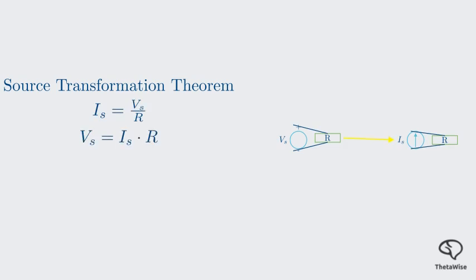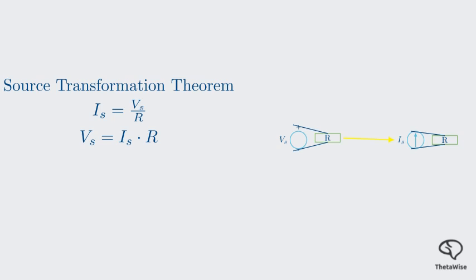Let's see what that looks like visually. If you have a voltage source, Vs, and a resistor, R, in series, you can replace the entire setup with a current source, Is, in parallel with that same resistor, R. The relationship between those equivalent sources is given by Ohm's law. The current of the equivalent source is simply the voltage of the original source divided by the resistance, Is equals Vs over R, and of course, Vs equals Is times R for the reverse transformation.